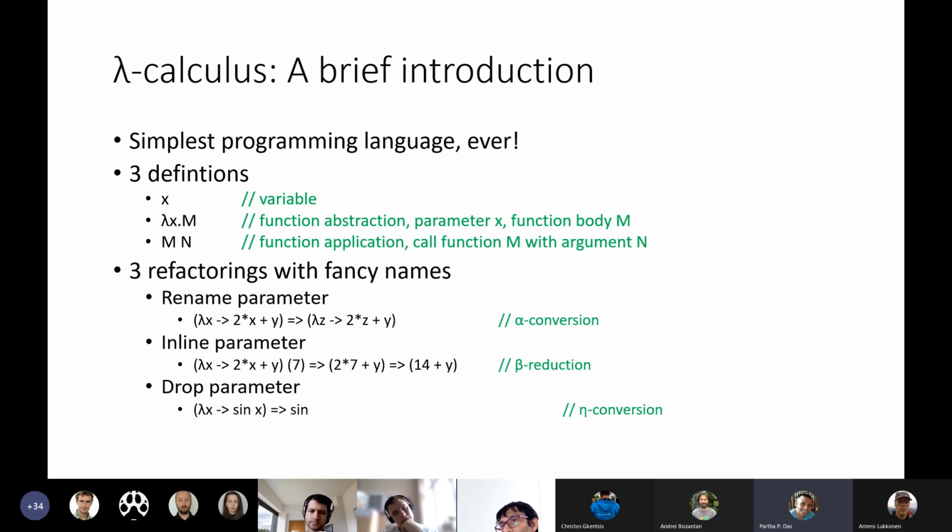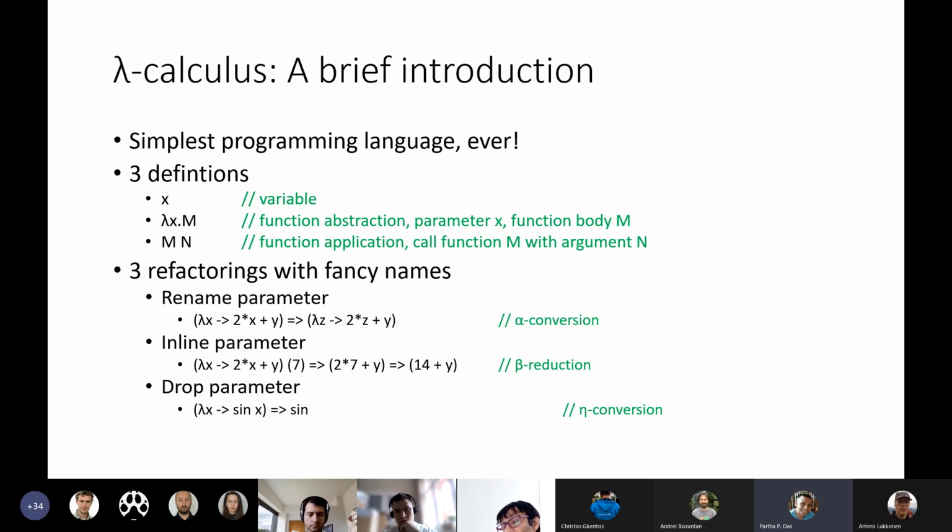And m n is function application, which means you're calling m with n. Now n could be any of these three lambda terms, or both m and n could be any of these three lambda terms. So it is recursively applied. So this is very simple. This is what the grammar for the language is. That's all it is. So it's pretty easy to write an interpreter for this. This is the untyped lambda calculus.